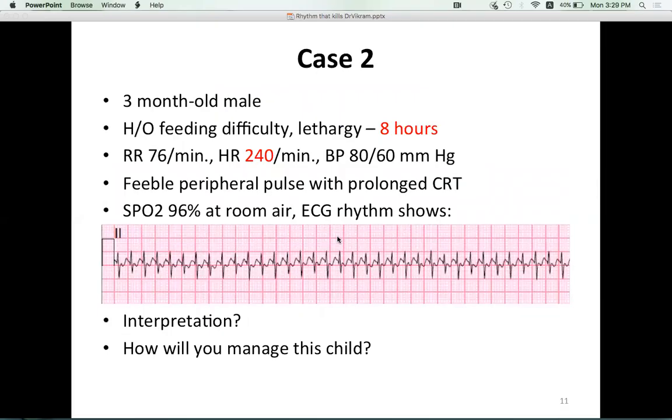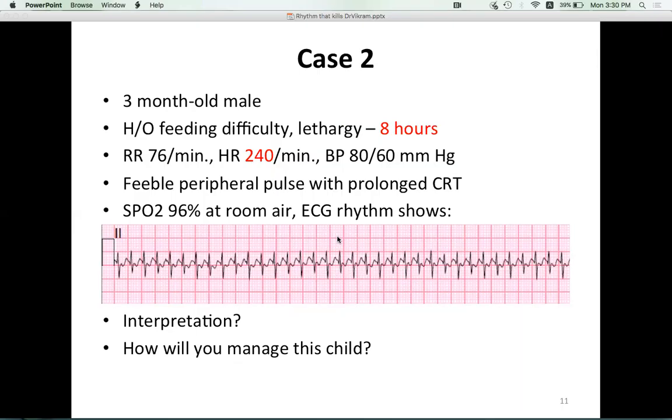Now, a 3-month-old baby is presented to you with a history of feeding difficulty and lethargy since 8 hours. So it's a very abrupt onset. Respiratory rate is 76 breaths per minute. Heart rate is 240 beats per minute. Blood pressure is 80 by 60 millimeter of mercury.